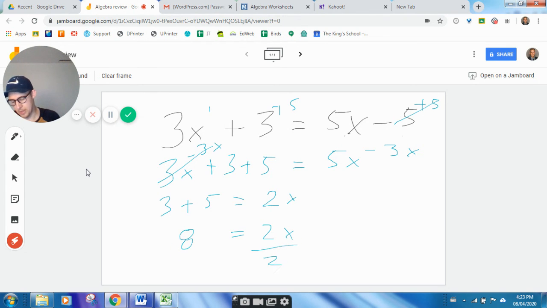Divide both sides by 2. I'm going to bring this up here. That is equal to 4. So 4 is equal to x. So that's a more complicated one. And so it's really important that you guys know how to do the steps.